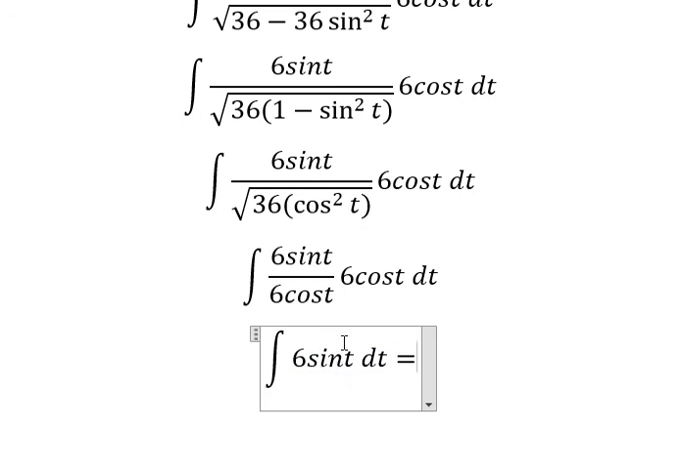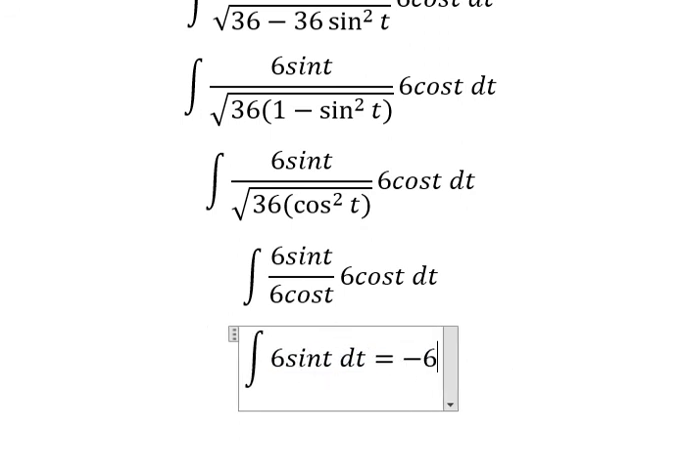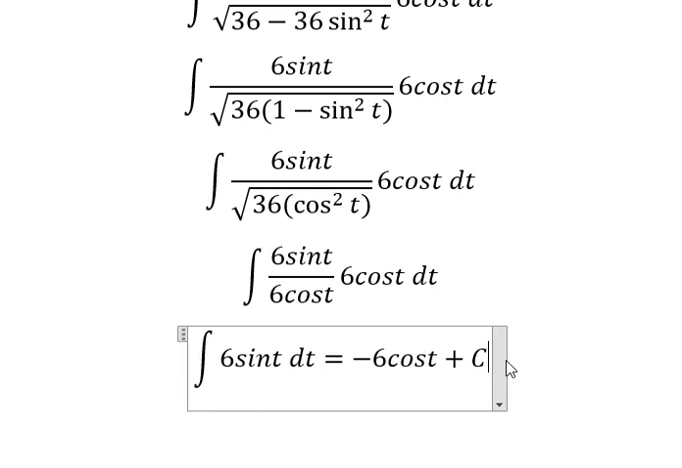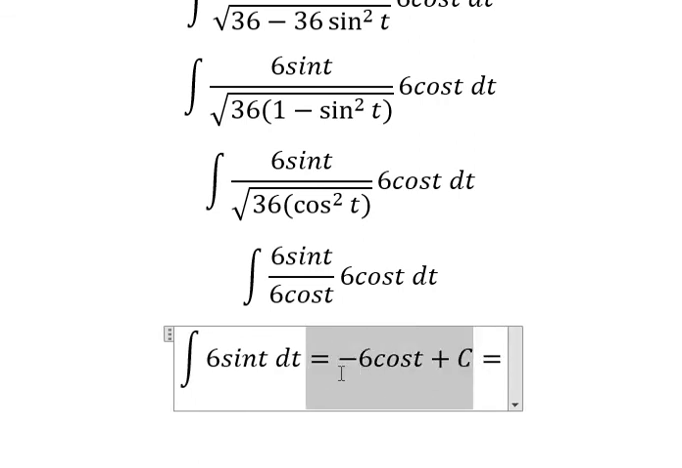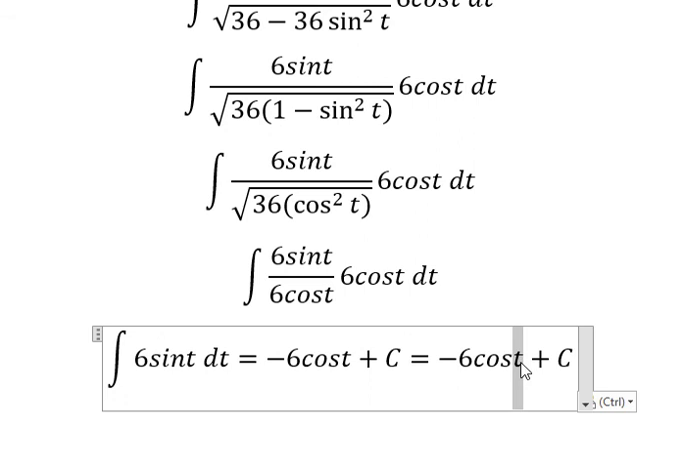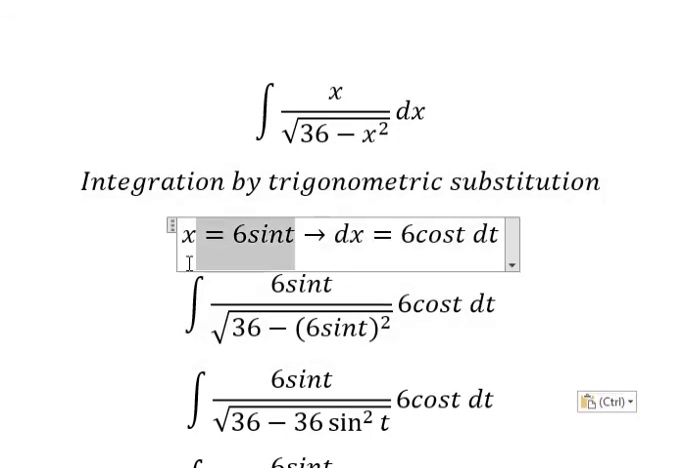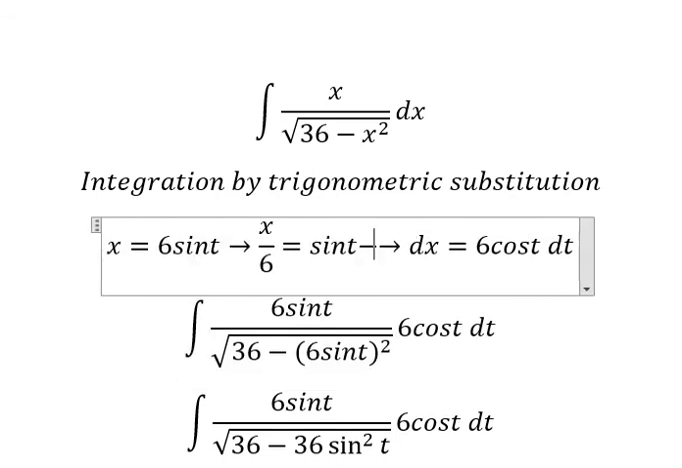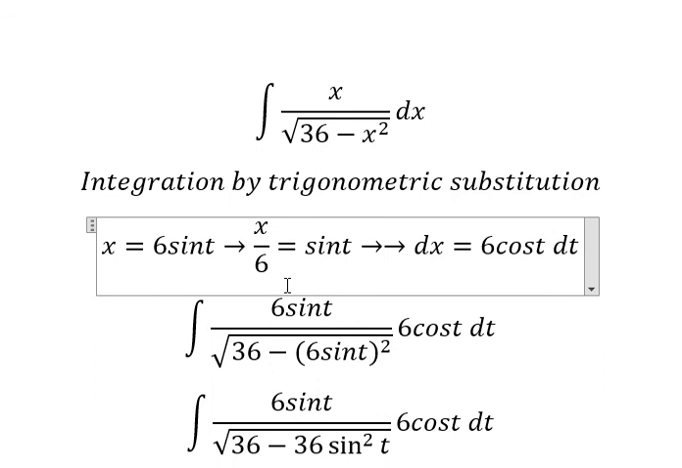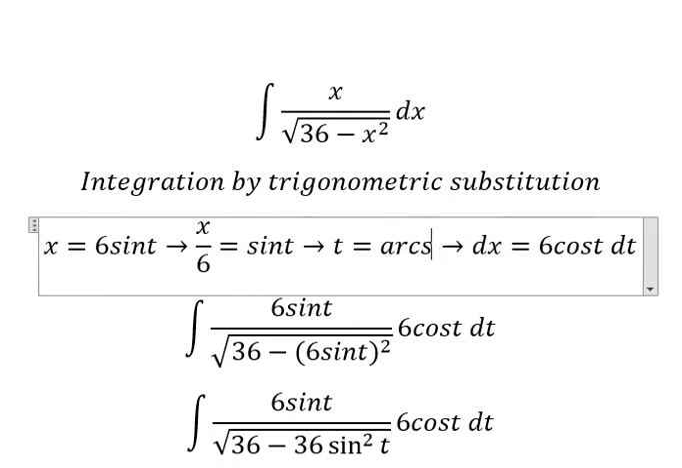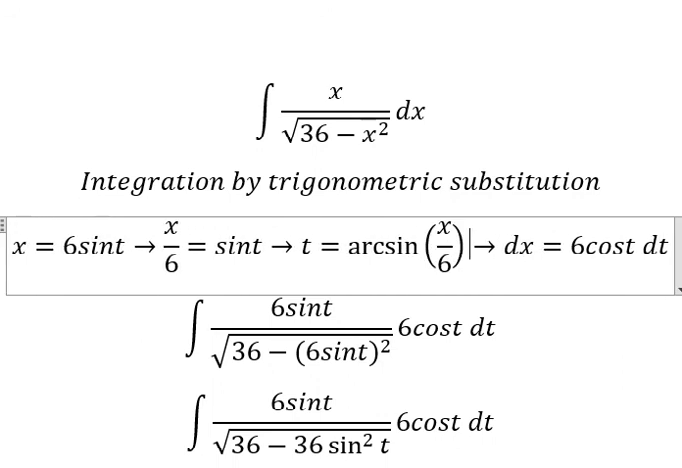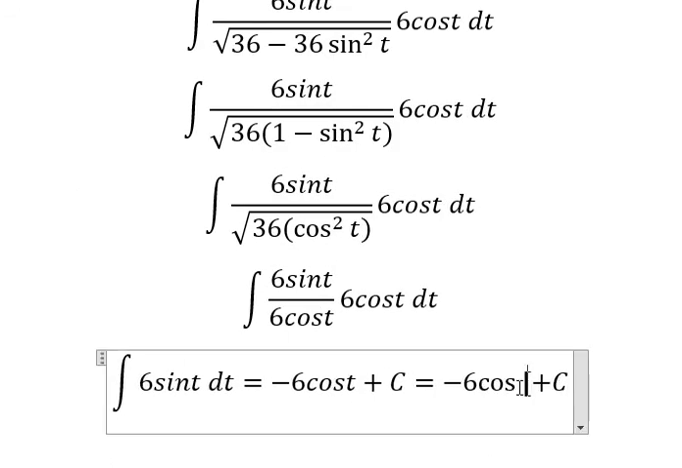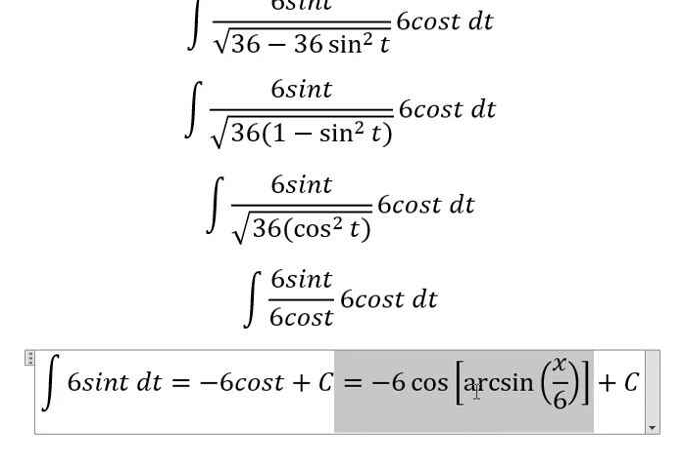The integration of sin t, you get negative cosine t, and we put c. Now about t, that is about this one. So we need to divide both sides by number 6. And now we can find the value of t, that is arcsine of s over 6. So we put this one to change for t. And this is the final answer.